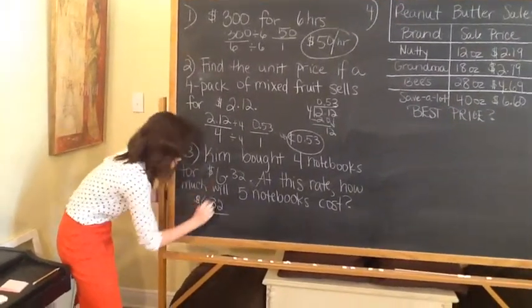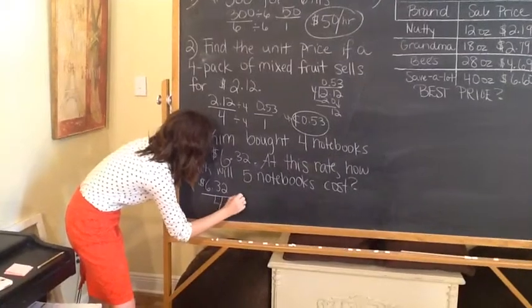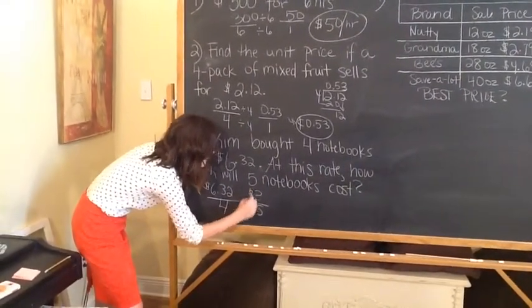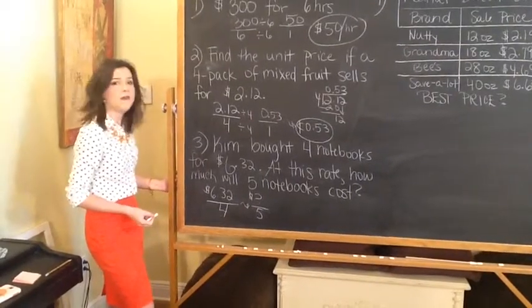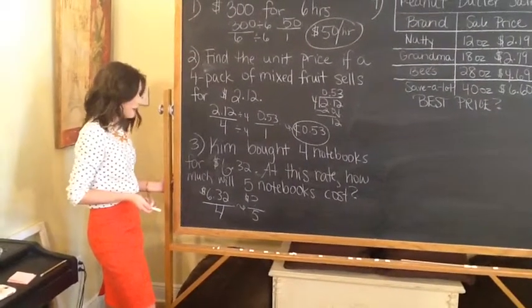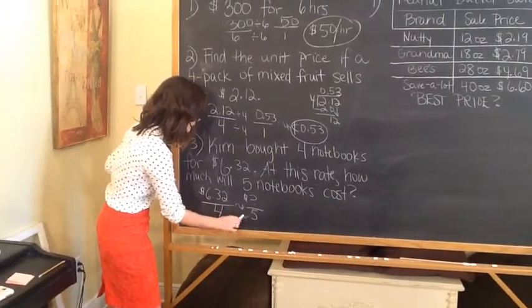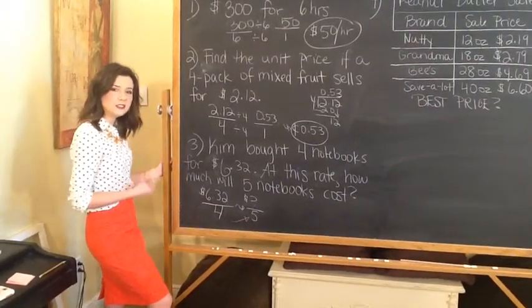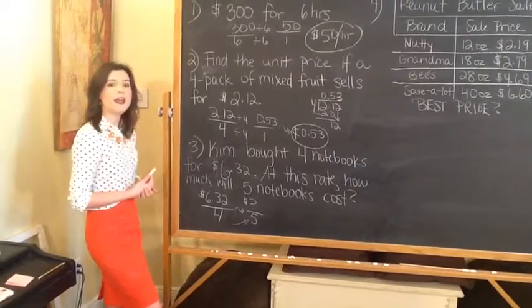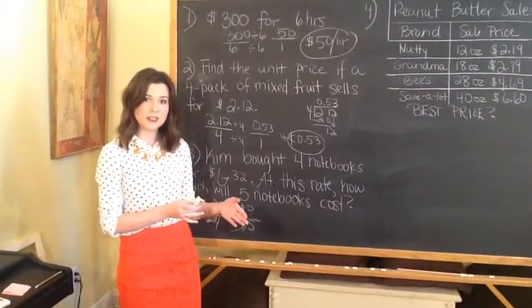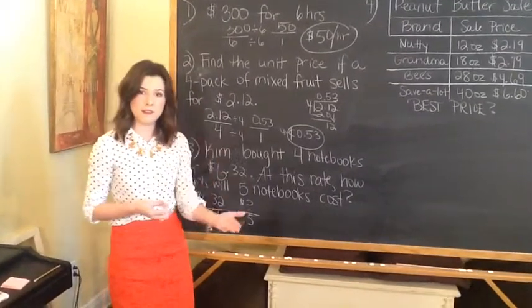$6.32 for 4 notebooks. Now we want to figure out how much 5 notebooks cost. Okay? Now one way you could think about it, if you're thinking about a proportion, you can think 4 times what gives you 5. But in this case, that doesn't work very well. So what we're going to do is figure out how much each notebook costs, and then multiply that by 5.